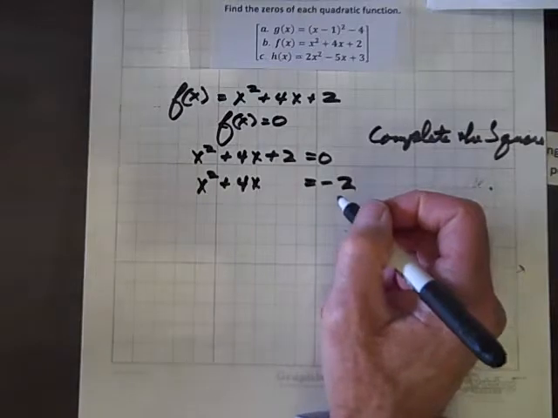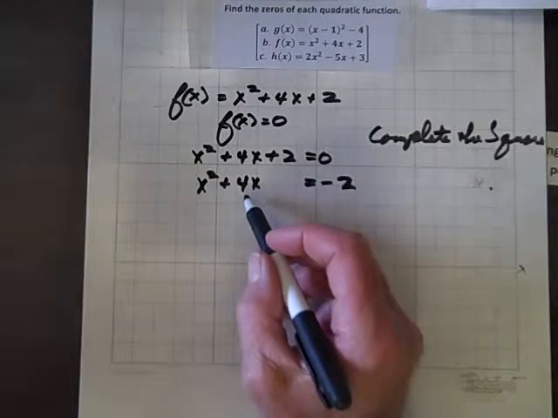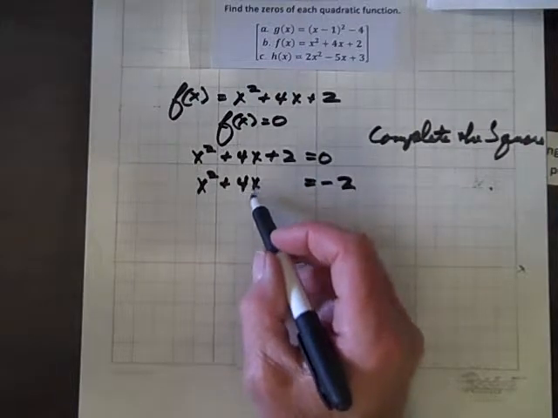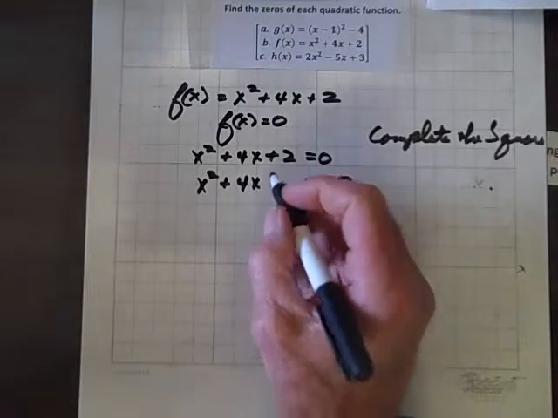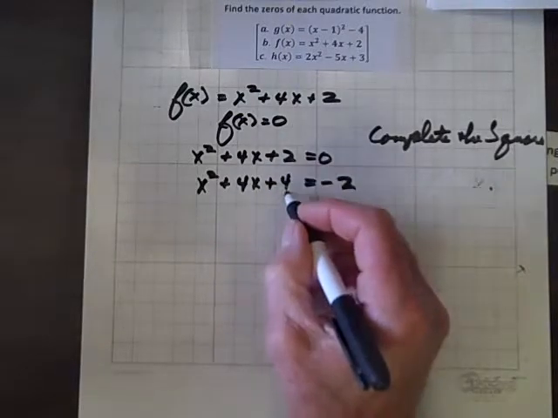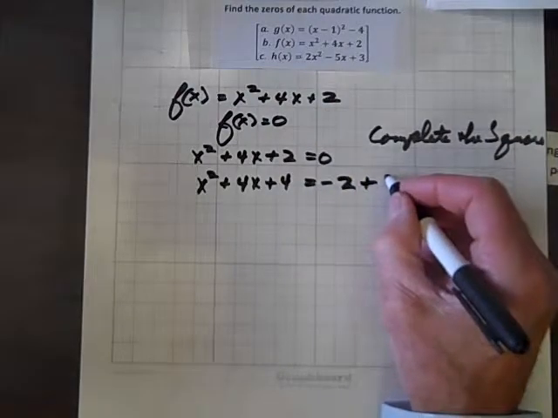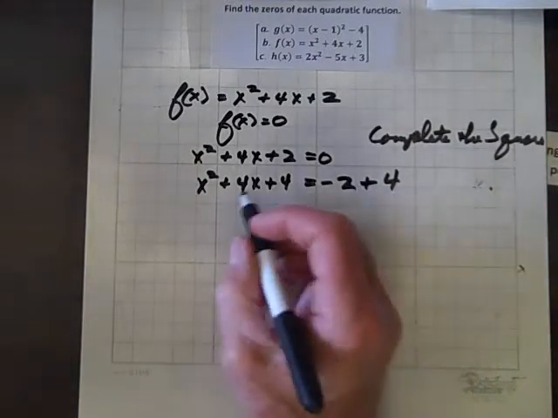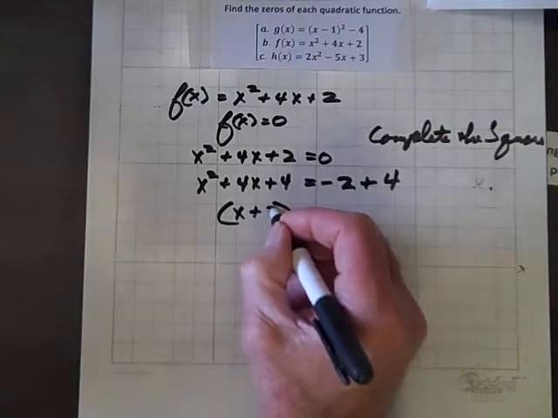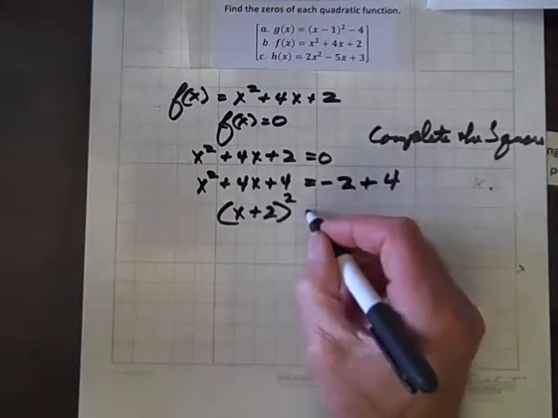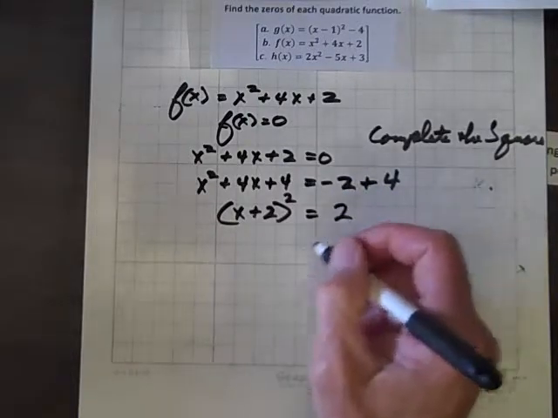And now, to complete this square, we know that the final term has to be the square of half the coefficient on x. So half of 4 is 2. If we square 2, we get 4. So I'll add 4 to this side, and in order to maintain the equal sign, I must add 4 to this side. So now we have a perfect square on the left, and that is (x plus 2) squared, and that equals, well, minus 2 plus 4 is 2.